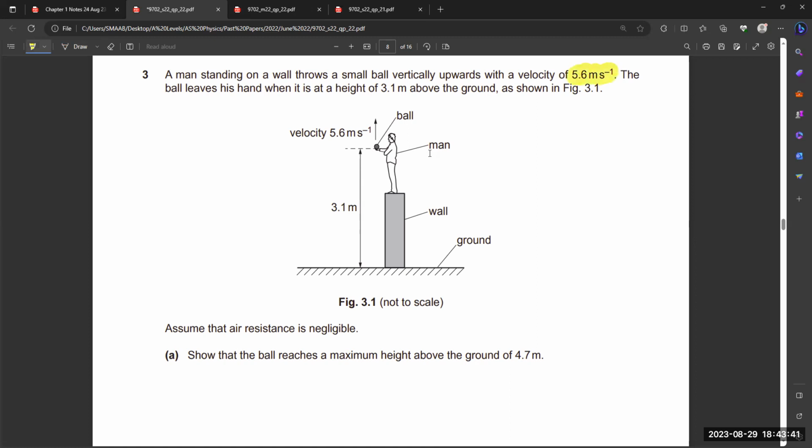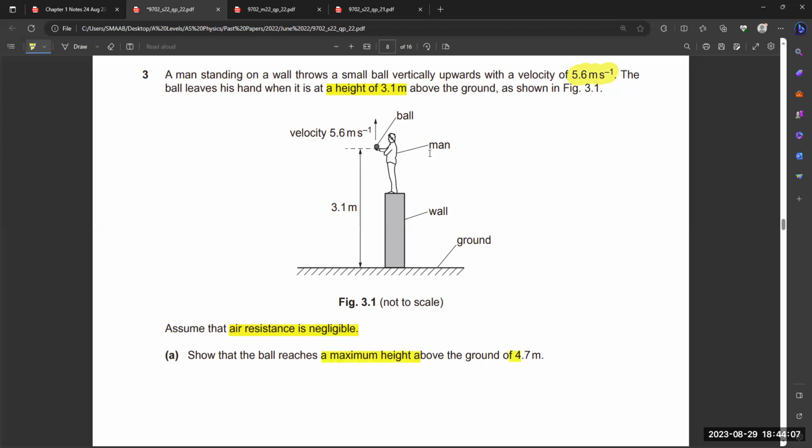So this is the velocity. And the second thing is the ball leaves his hand when it is at a height of 3.1 meter. So this is the height, that is also marked in the diagram very clearly as shown in the figure. Air resistance is negligible, because we know that it would also affect the motion of the body. So show that the ball reaches a maximum height.